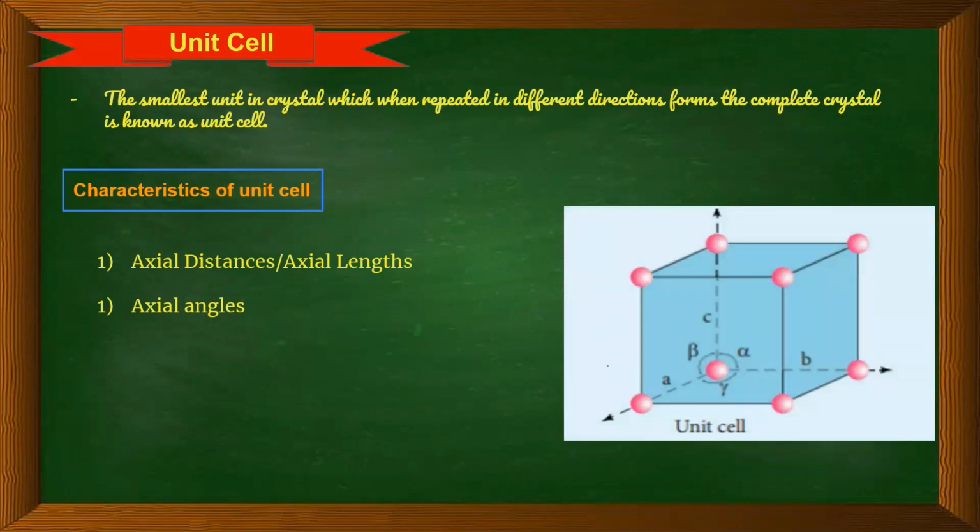This figure shows one unit cell in which A, B and C are the axial distances or the axial lengths. These axes, say this is our Z axis, this is the Y axis and this is the X axis. Since the unit cell is a part of the crystal, these axes are known as the crystallographic axes.